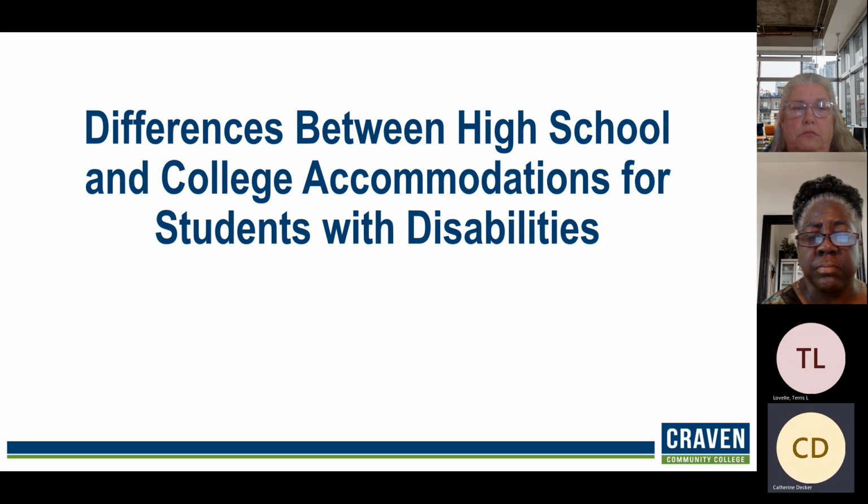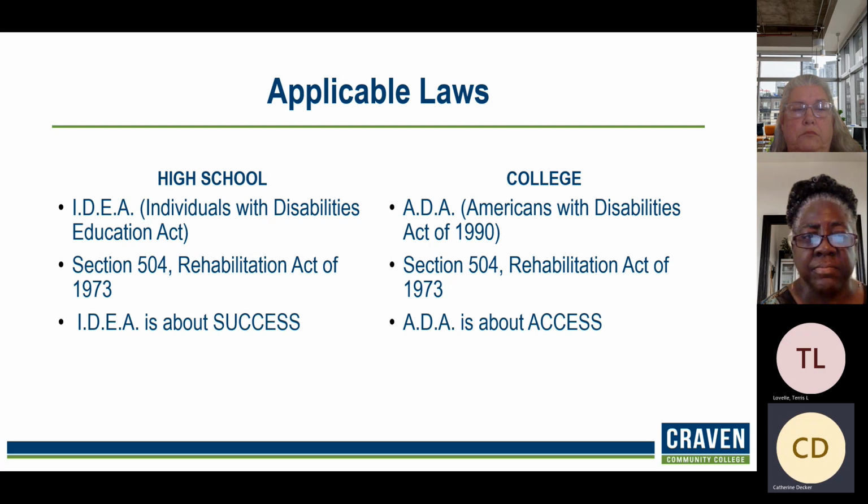There are a few differences between high school and college accommodations for students with disabilities, and I would just like to highlight some of these. And I realize this is different for each individual. So just some of the laws. For college, we have ADA versus IDEA, the Section 504, and just know ADA is about equal access, and creating a level playing field for all students versus high school where it's about ensuring success.